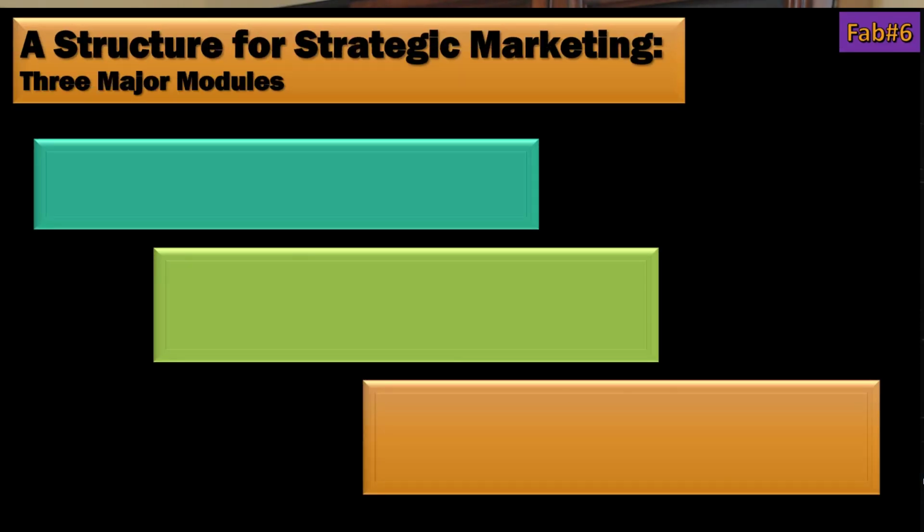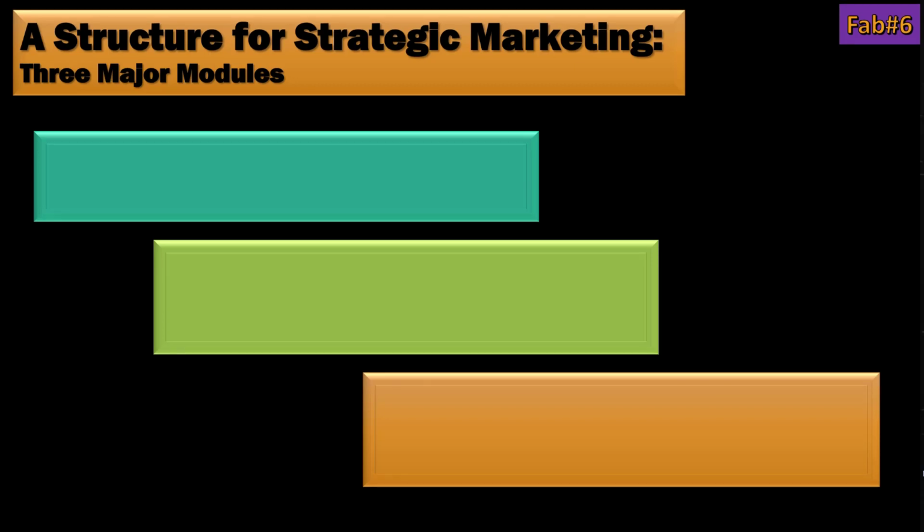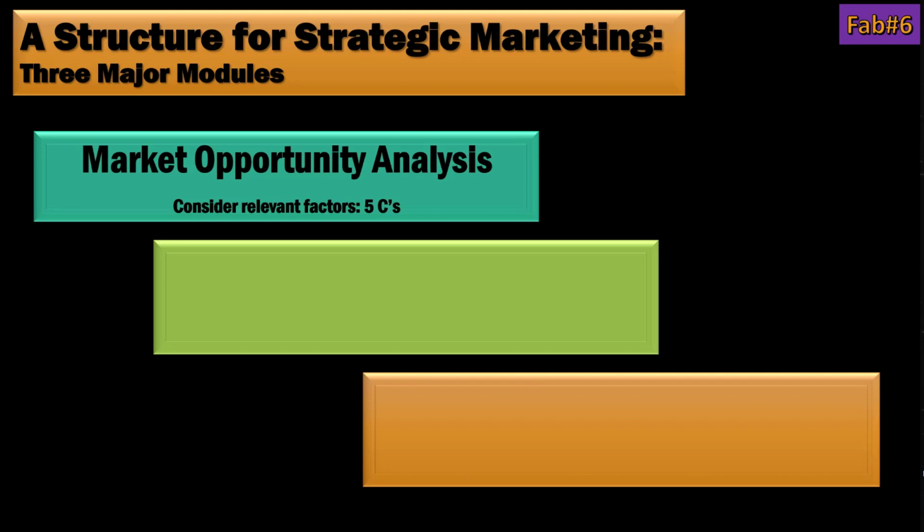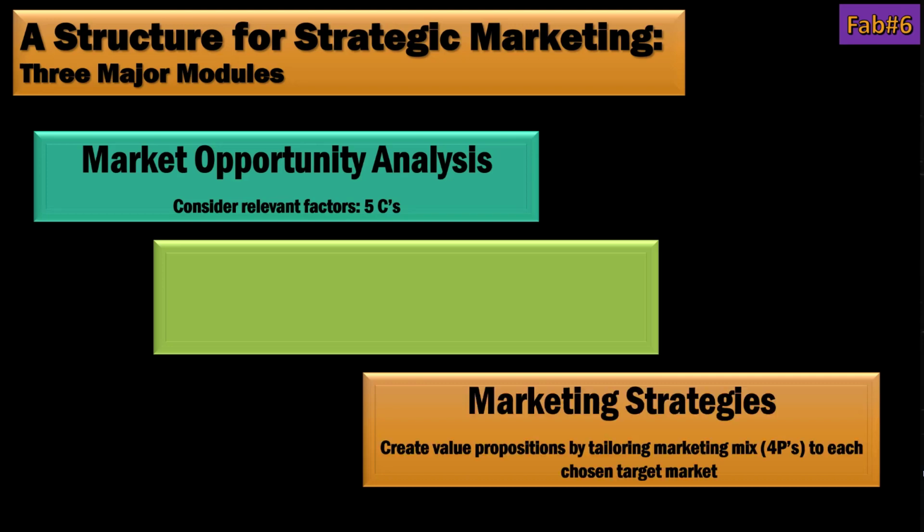That brings me to the idea of how to structure strategic marketing. I want you to think about strategic marketing as having 3 major modules. The first of those modules is what I'm going to refer to as a market opportunity analysis. That's basically looking at the market and trying to decide, is there a market for my product? And if so, how could I characterize that market? What are some of the things that will help me figure out the market itself? So we're going to talk about 5 C's that you might consider. These are basically 5 words that begin with the letter C. They are things that you might consider in answering the question, is there a market for my product?